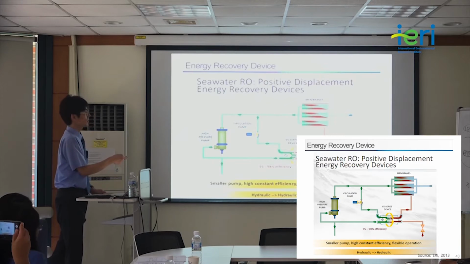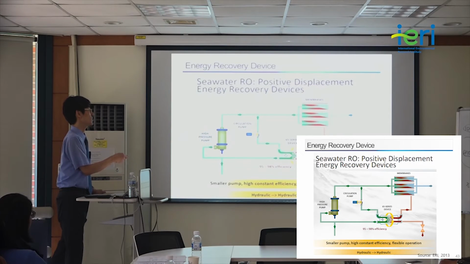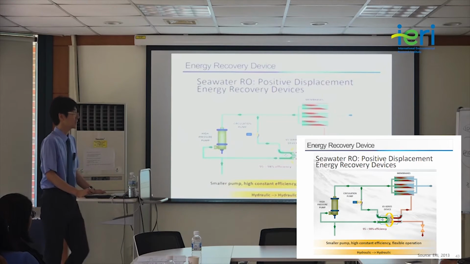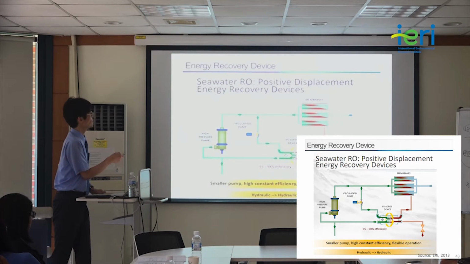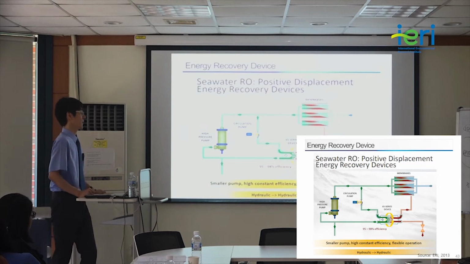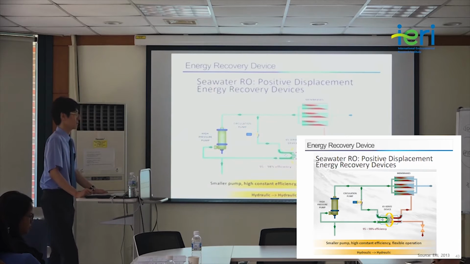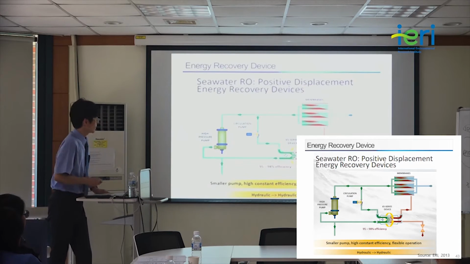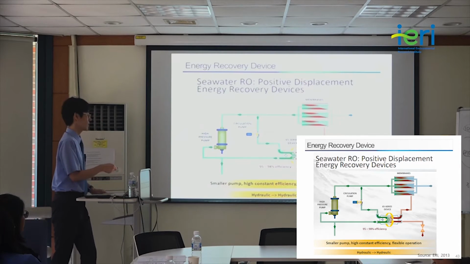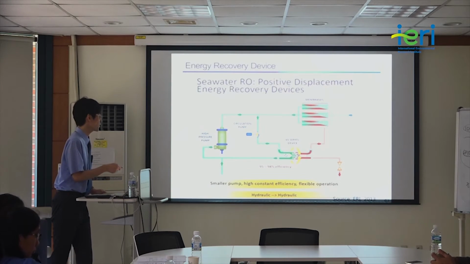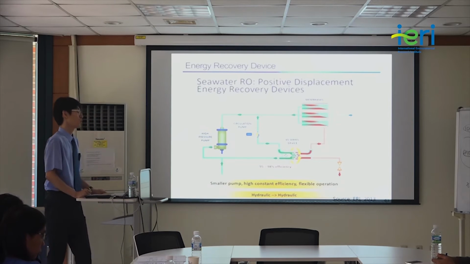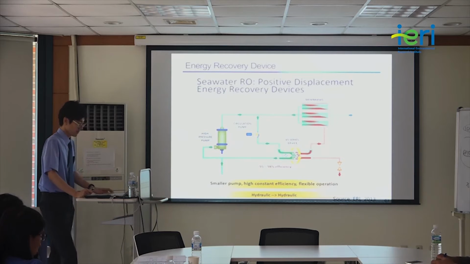In fact, since the pressure is not the same as this one, we may need to have a booster pump again, but the difference between the pressure here and the pressure here is not significant. So we can significantly reduce the energy consumption by utilizing the hydraulic energy in the brine side. In this case, energy conversion happens from hydraulic energy to another hydraulic energy. So we can expect high constant efficiency, flexible operation, and a smaller pump for boosting the feed to the membrane system.